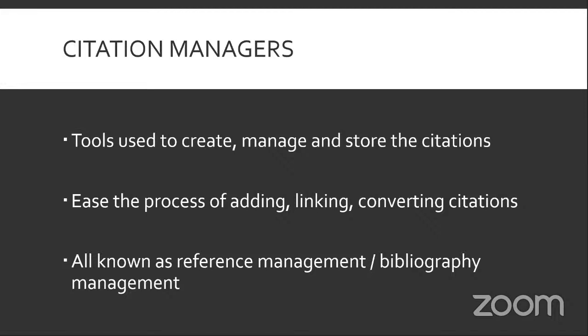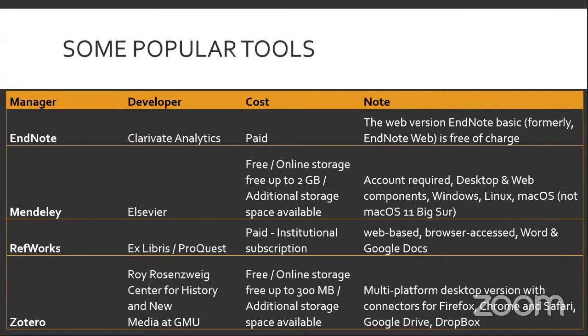A citation manager essentially is a tool which is used to create, manage, and store different citations. The aim of these citation manager softwares is to ease the process of adding, linking, converting, and tracking the citations across documents and across different people who are accessing the documents. All of these softwares, also known as reference management tools or bibliography management tools, have the capability to understand the citations in the most commonly used formats and process them in your documents as per your requirement. These are some of the most popular tools available for you to do citation management or reference management.